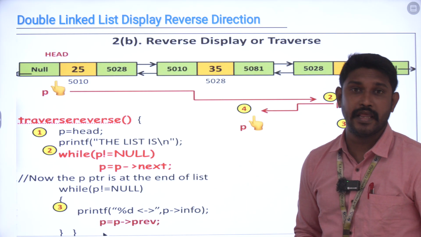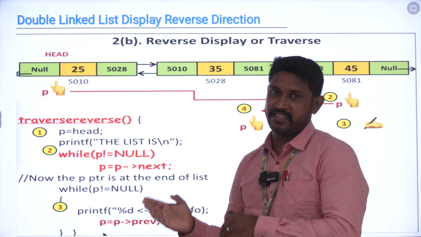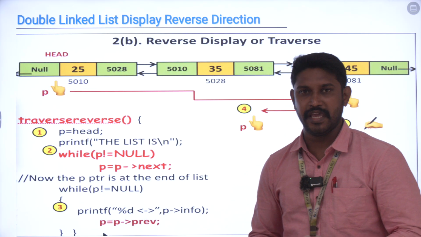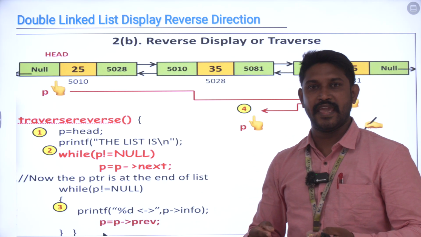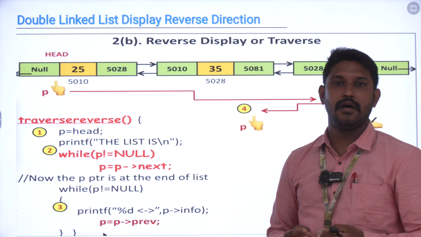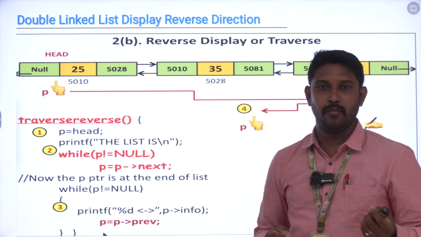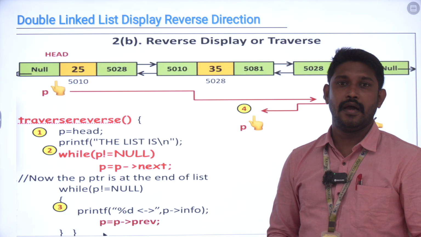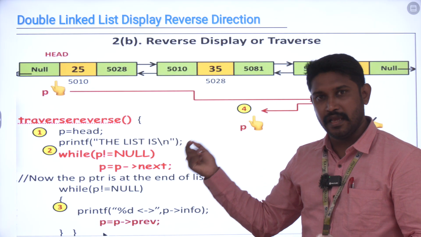So this is the main advantage of the double linked list, where you can move forward as well as in the backward direction. One of the main examples of a double linked list application is your playlist in Spotify. You can create a playlist in Spotify where you can play the next song or the previous song with the help of this double linked list concept.